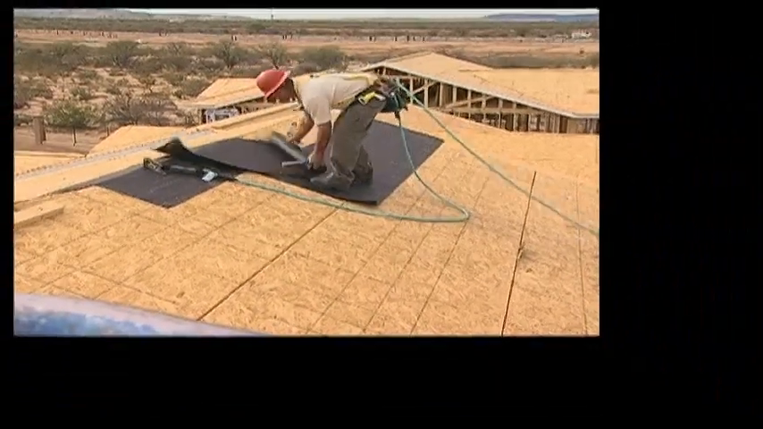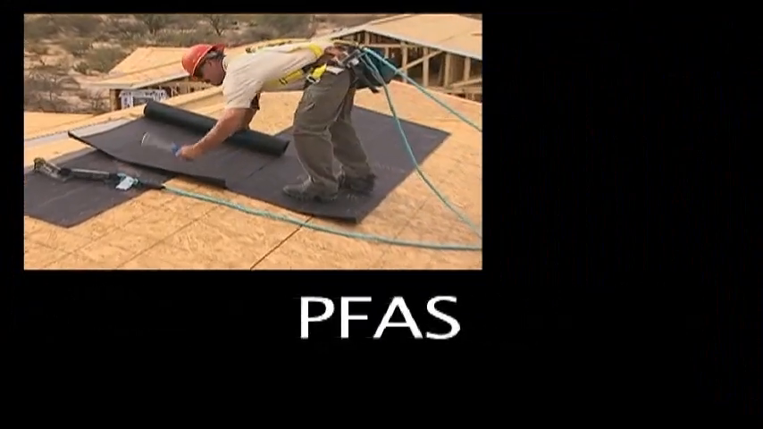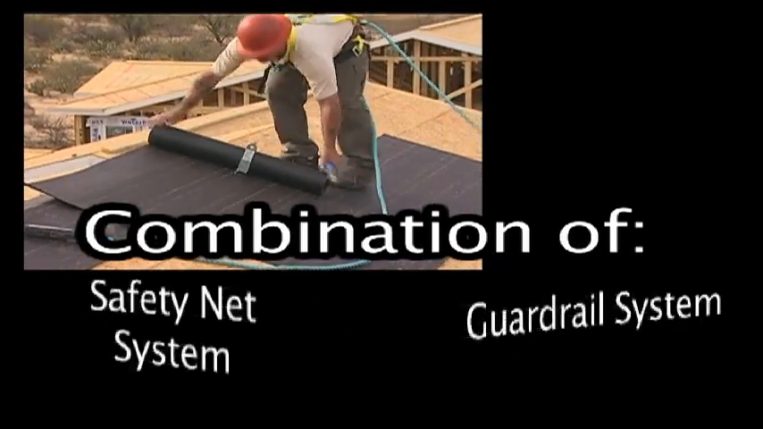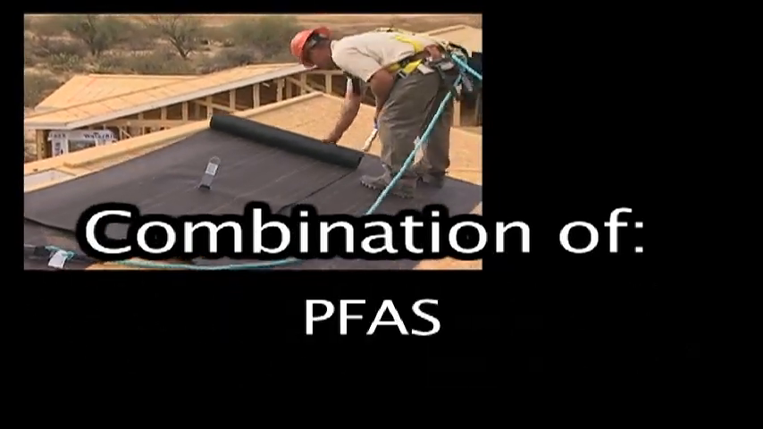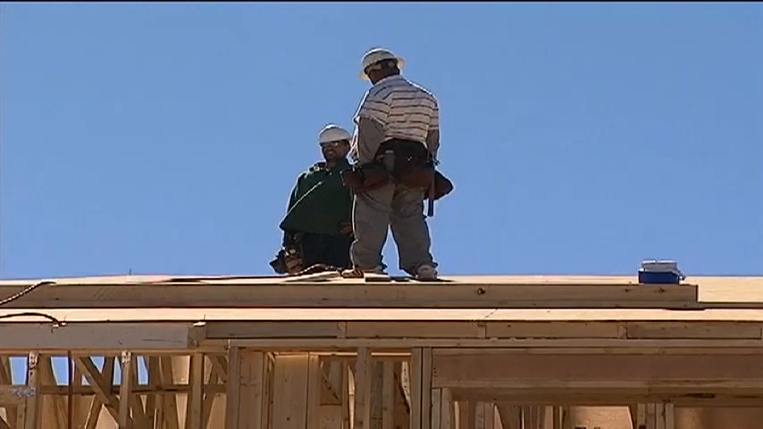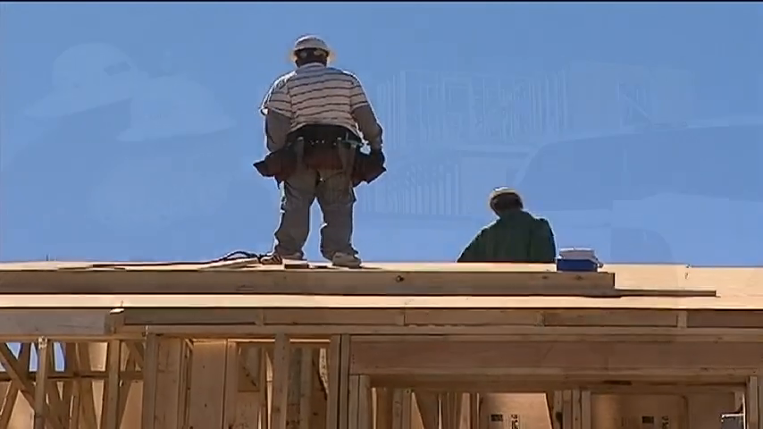Roofing work on low slope roofs can use guardrail, safety nets, PFAS, or a combination of a warning line system, guardrail system, safety net system, PFAS, or safety monitoring system. Roofs less than 50 feet in width may use a safety monitoring system by itself.